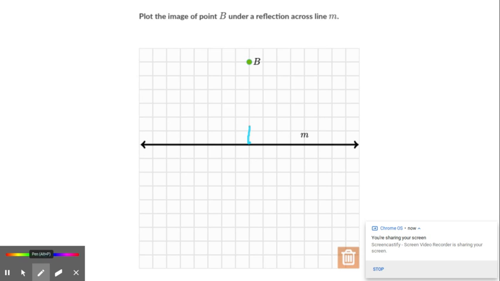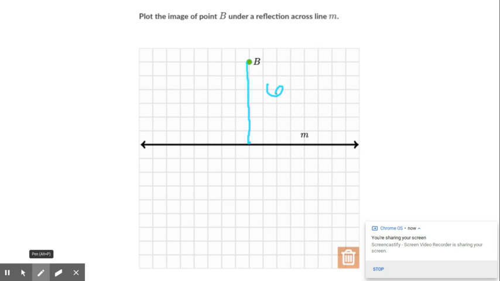So I count. That's 1, 2, 3, 4, 5, 6. Point B is 6 units above line M. So when I reflect this thing, I know that if line M is horizontal, it's a vertical reflection because the reflection is always perpendicular to the line of reflection. So if the line of reflection is horizontal, it's going to be a vertical one.